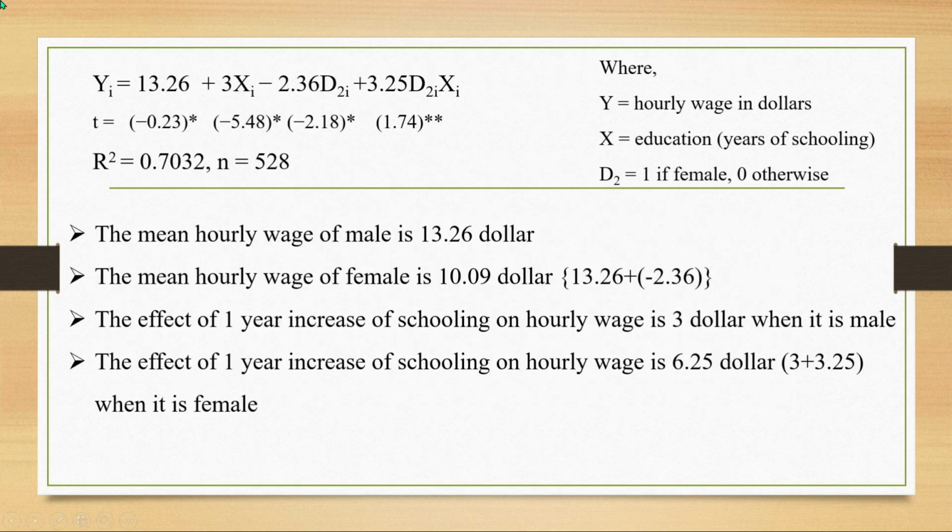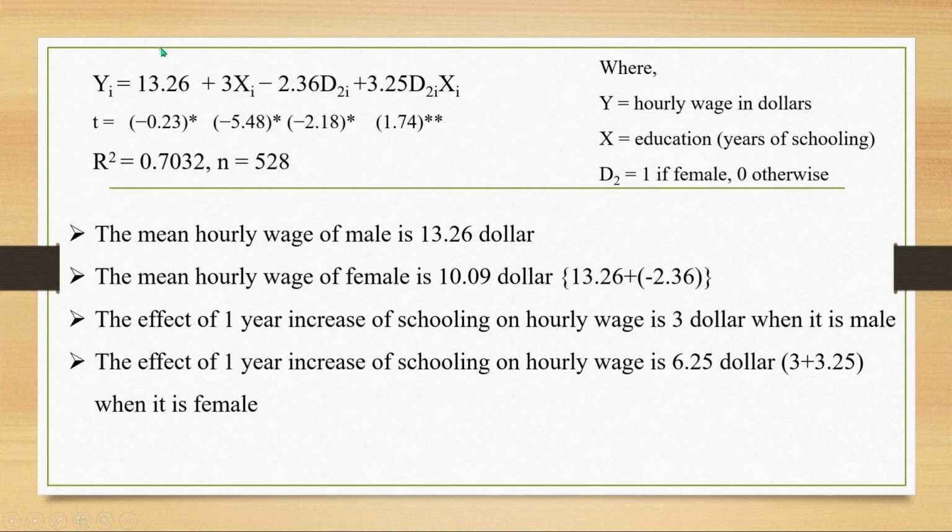Here you can see the example where the dependent variable is hourly wage in dollars, and the independent variables are education and sex. Education is the continuous variable, represented here with x, and d represents the dummy variable, where 1 if female and 0 otherwise, that means male. That means in the dummy variable the base category is male and the other category is female. So how will we interpret the result?